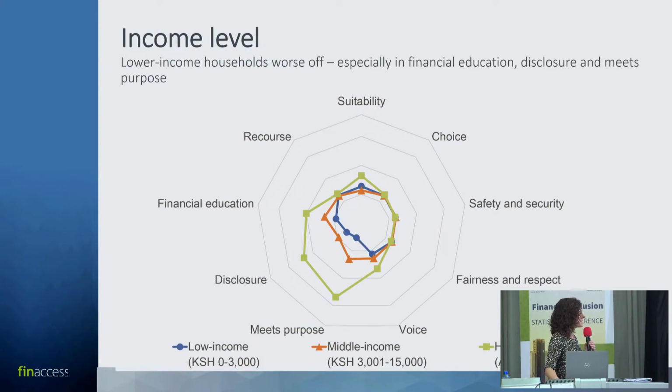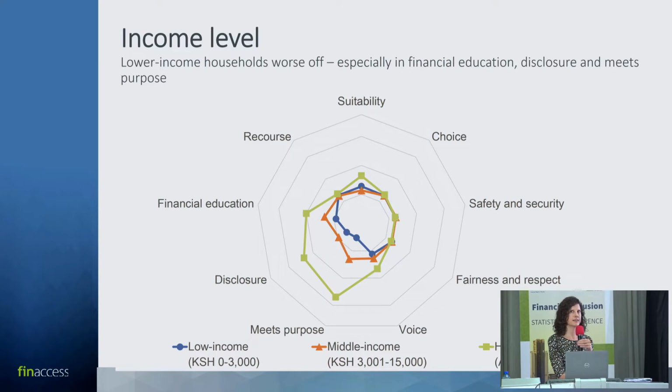As also expected, this picture then looks relatively similar by income level, because formal employment would be suggesting that you have a higher and a more regular income in many instances. So financial education, disclosure, meets purpose, voice, for all of them, having a higher income really does matter.